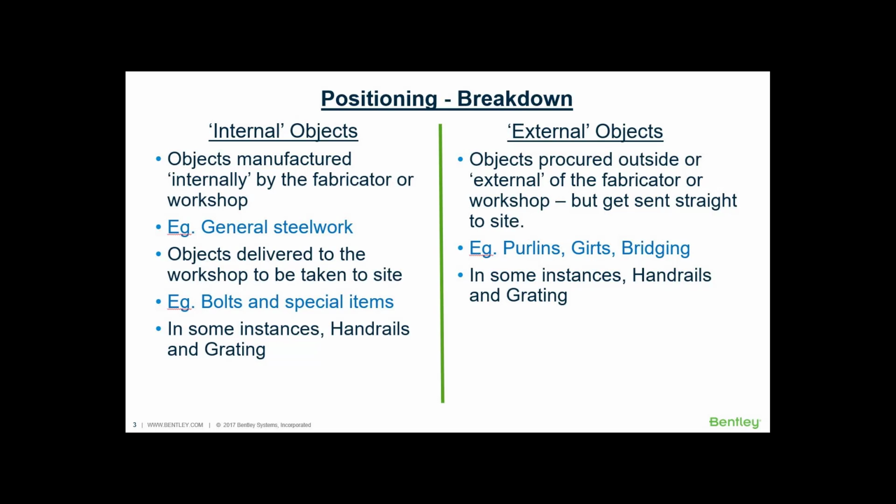The external objects are normally the objects that are procured outside or external of the workshop or fabricator, and get sent straight to site. Your classic example here are your purlins, your girts, and your bridging. They are sent to site. The workshop never sees them, which means I allow for the numbering to be a little bit different, just to keep a nice continuity through my project. In some instances, again this is the grey zone, your handrail and your grating, but generally I will treat them as an internal object regardless.